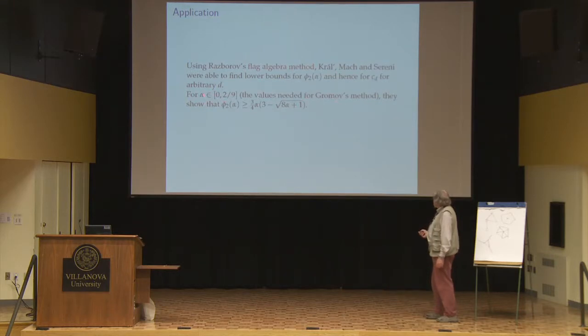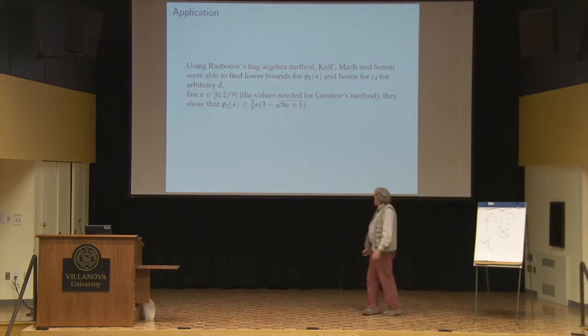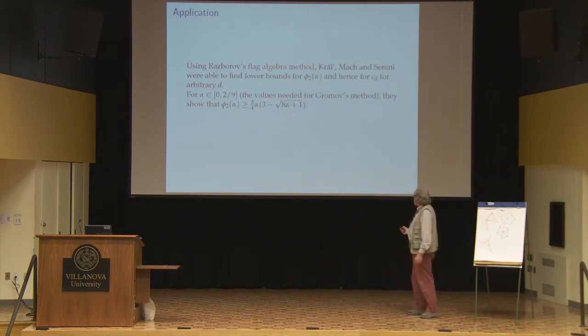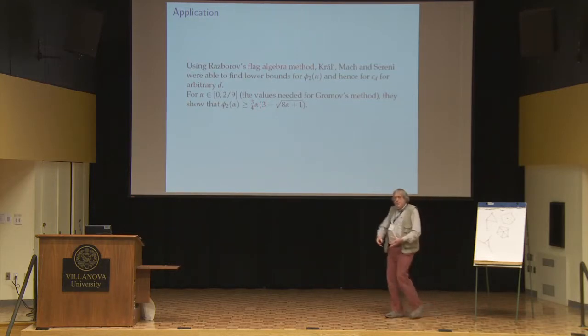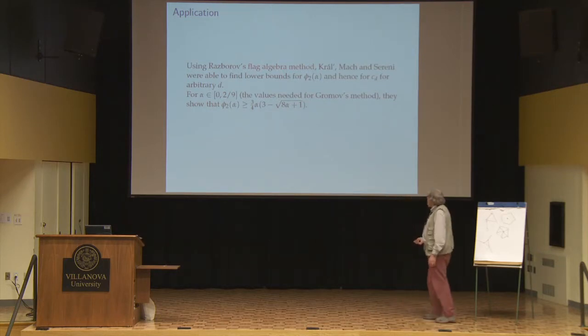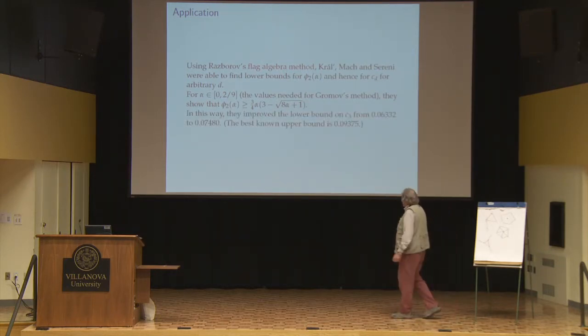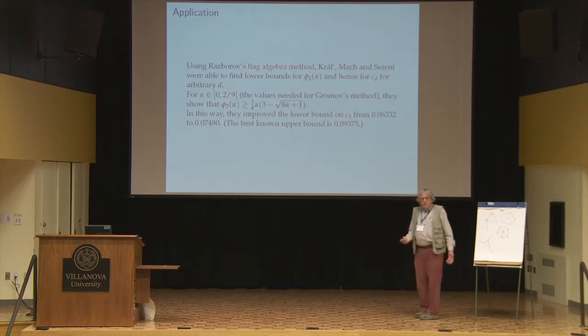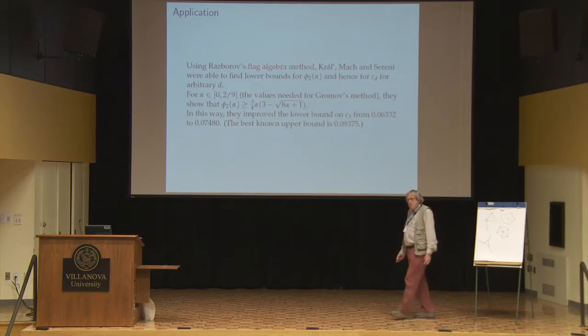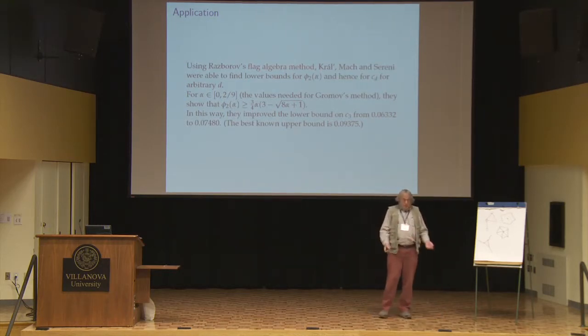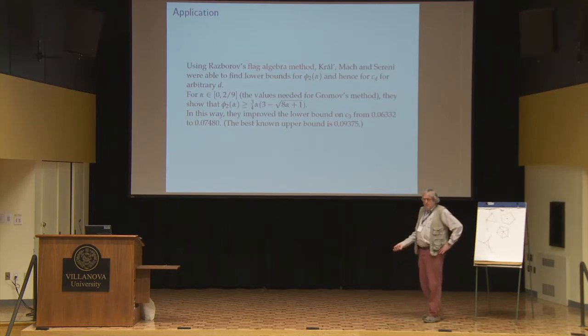So in fact, according to Gromov's method, you only need values in the range from 0 to 2 ninths, and they produce this lower bound on phi 2. It's a rather strange looking lower bound. I'm not quite sure what it means, but you see it's alpha minus a bit, which is alpha to 3 halves, so it sort of gets worse as alpha increases. Using this, of course, you can't improve the lower bound on C2. We know it's 2 ninths, but they improved C3 from 0.06 to 0.07, quite a big jump given that the best known upper bound is 0.09. So that's the size of the gap that we still have between lower and upper bounds in three dimensions.